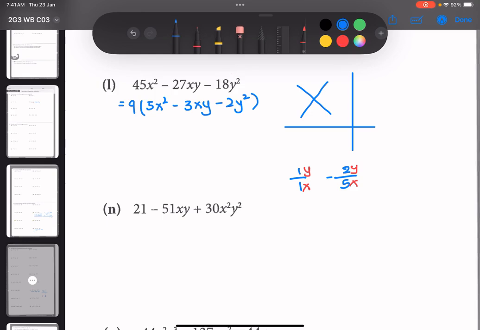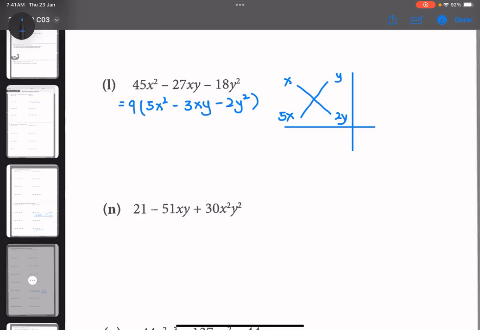So based on my calculator, I know my x is going to partner my y. 1x partners 1y. My 5x will partner my 2y. From calculator, but I finished the cross myself. Follow my cross up, 5xy. Follow my cross down, 2xy. I need the center to be a minus 3. So plus 2 minus 5.